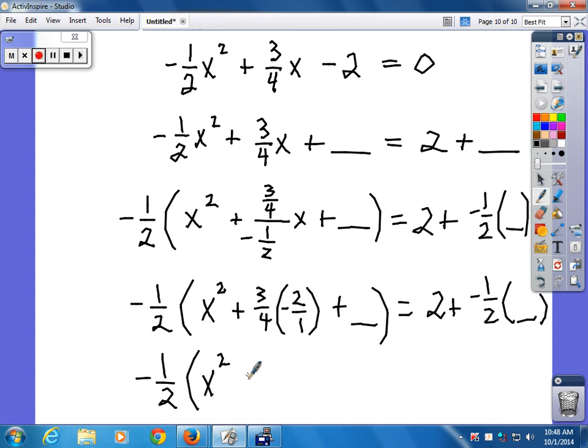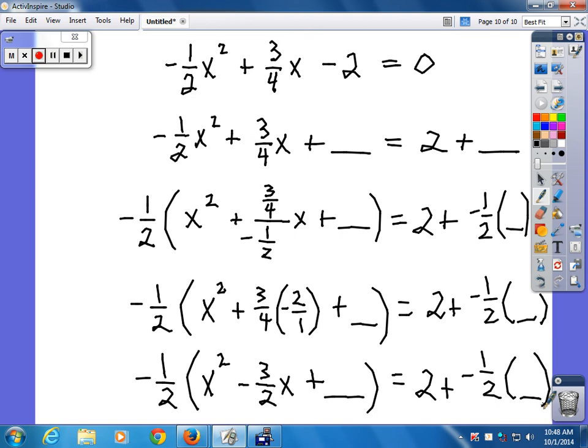Yeah. All right. What is 6/4? 3 halves, Hubert. Thank you, class. Appreciate the interaction. Plus blank is equal to 2 plus negative 1/2 times blank.